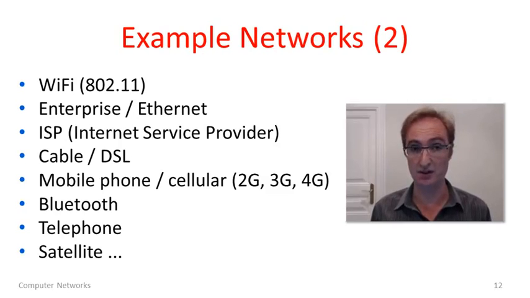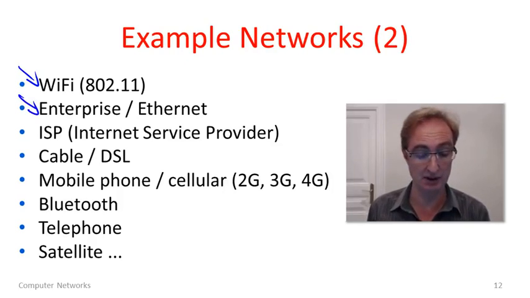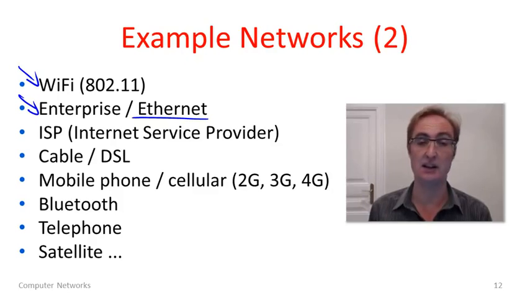This is not exhaustive. This is just a quick list of the kinds of networks you might come into contact with. There's Wi-Fi or 802.11. That's a pretty common network we run into. You might have heard of enterprise networks. This is a network which is run inside a company. Sometimes it'll be called an Ethernet network. Ethernet is the technology which is used to put many of these networks together.